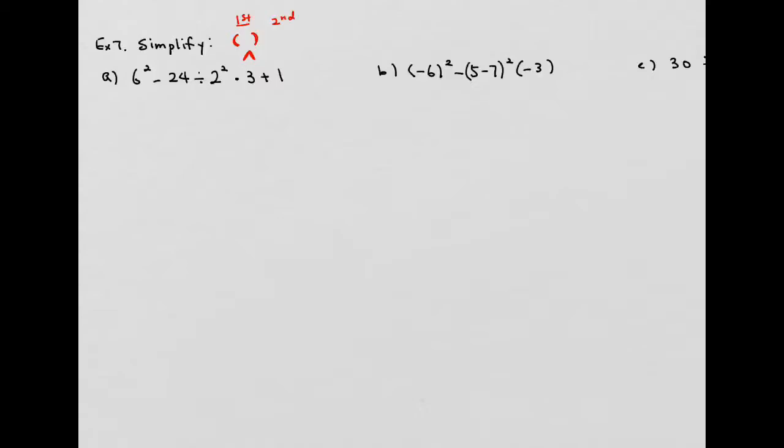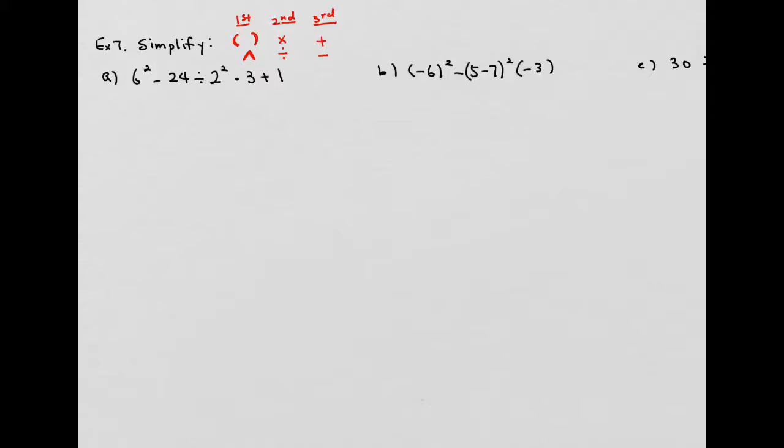Second, you're going to do multiplications and divisions. And this order is going to be whichever is on the left side first. So if you have the divisions on the left side, then multiplications, then you're going to do division first. And then third, you're going to do additions and subtractions, again, whichever is on the left side first between these two. Okay, so that's the order we're going to use.